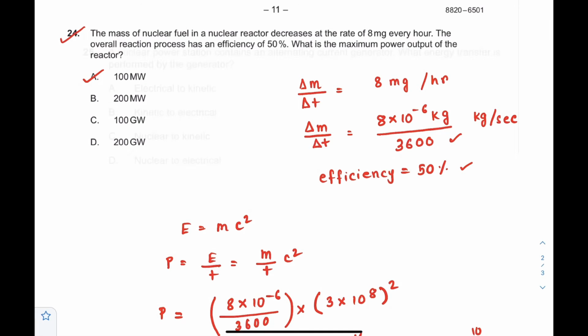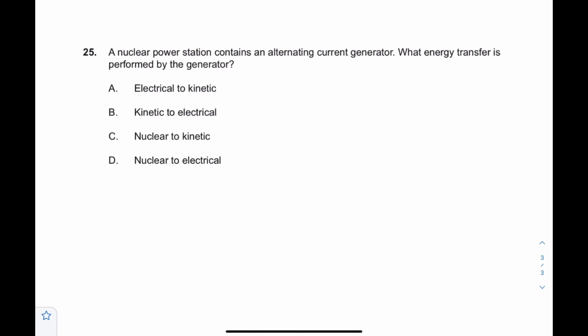I hope you got the question. Now proceeding on to question number 25. A nuclear power station contains an alternating current generator. What is the energy transfer performed by the generator? So it's a tricky question. In this question you have to keep in mind that a generator can be used anywhere. It can be used in a nuclear power facility, and it can be used in household purposes also.